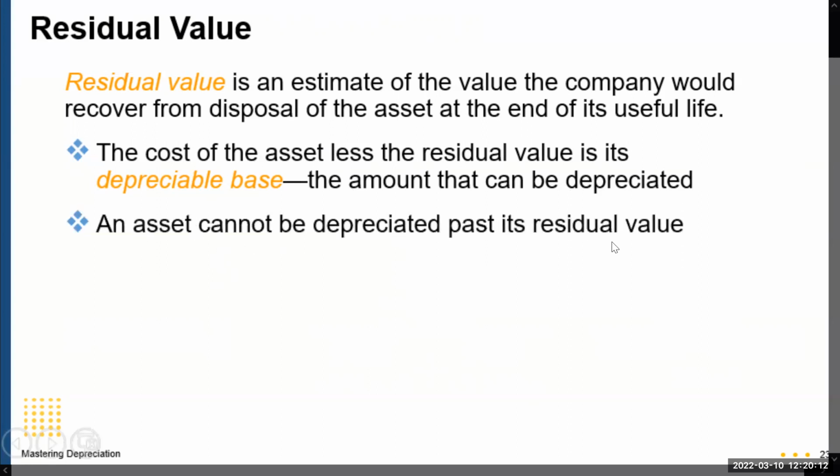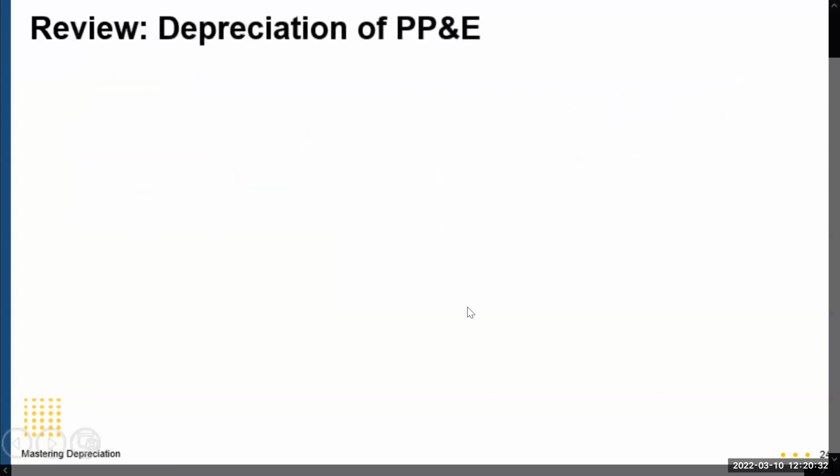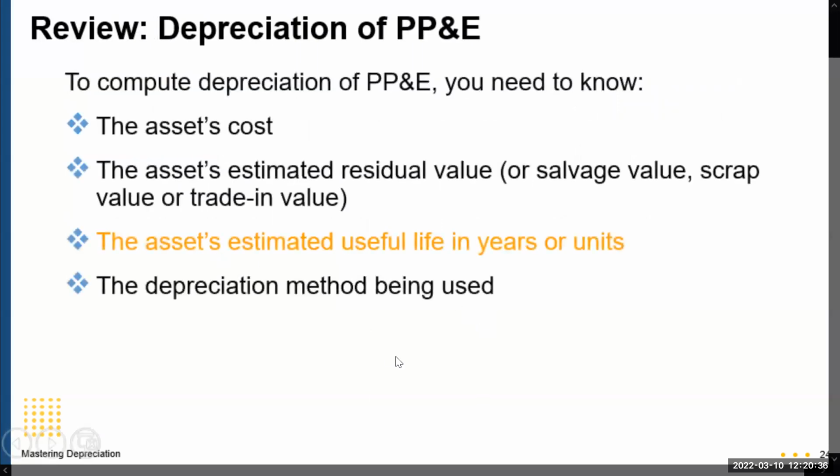You cannot depreciate it past its residual value. So the most you can go down is down to the residual value. So say residual value is 1,000. When you're done fully depreciating it, it'll have $1,000 book value left on your books. So whatever that residual value is, that should be your ending book value until you get rid of it. So that's residual value.